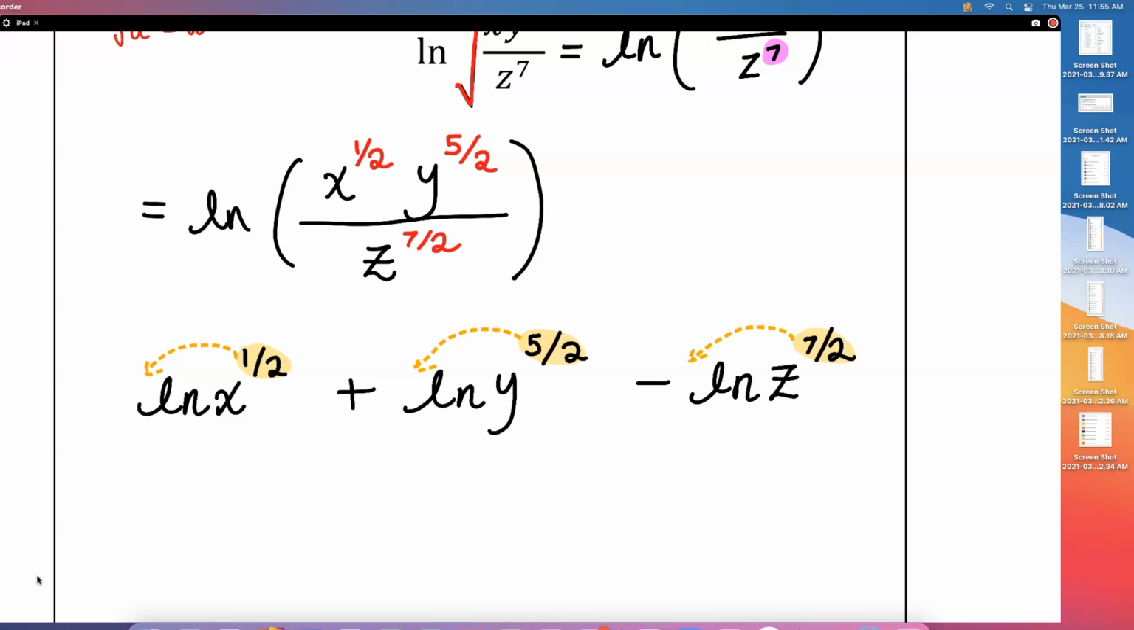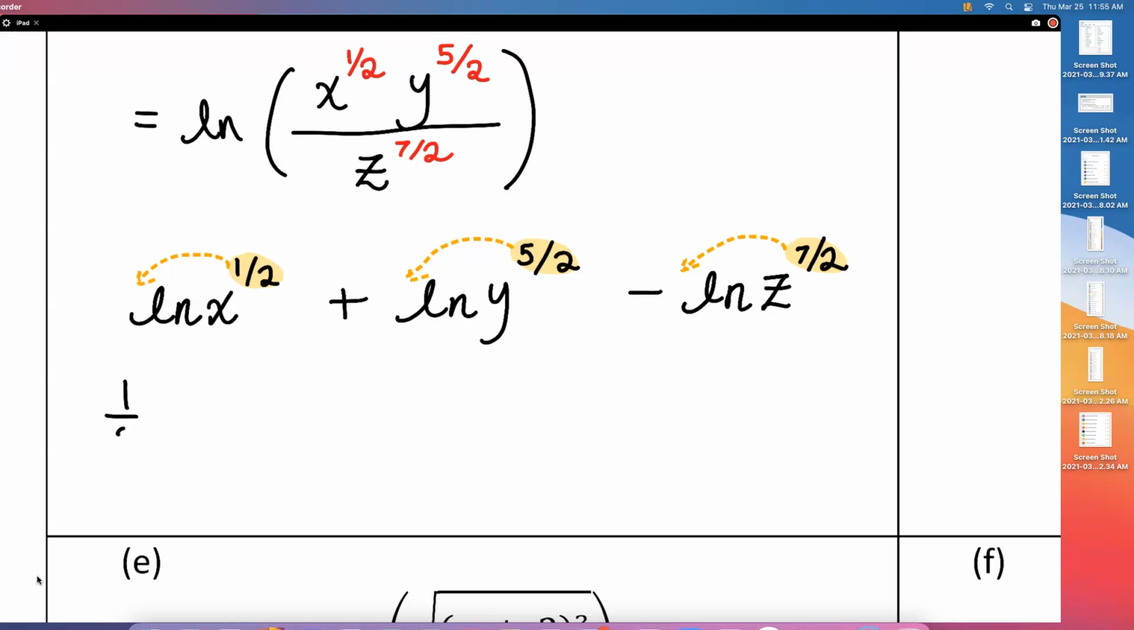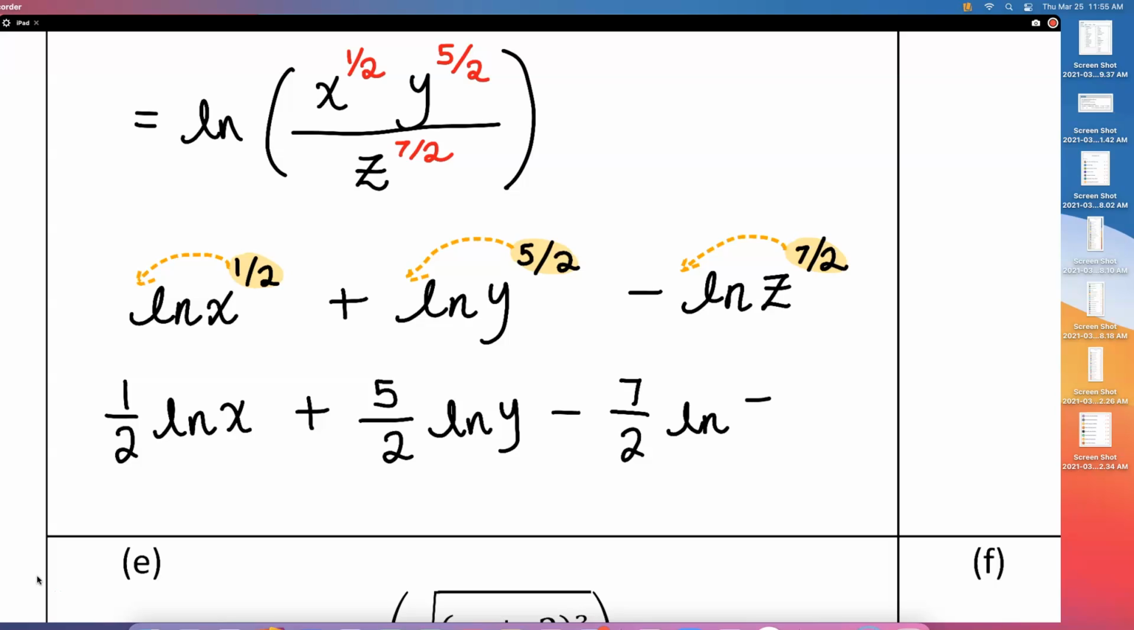Let's go ahead and write our final answer then. So the first term will be half natural log of X plus 5/2 natural log of Y minus 7/2 natural log of Z. So that is how you can do this problem.